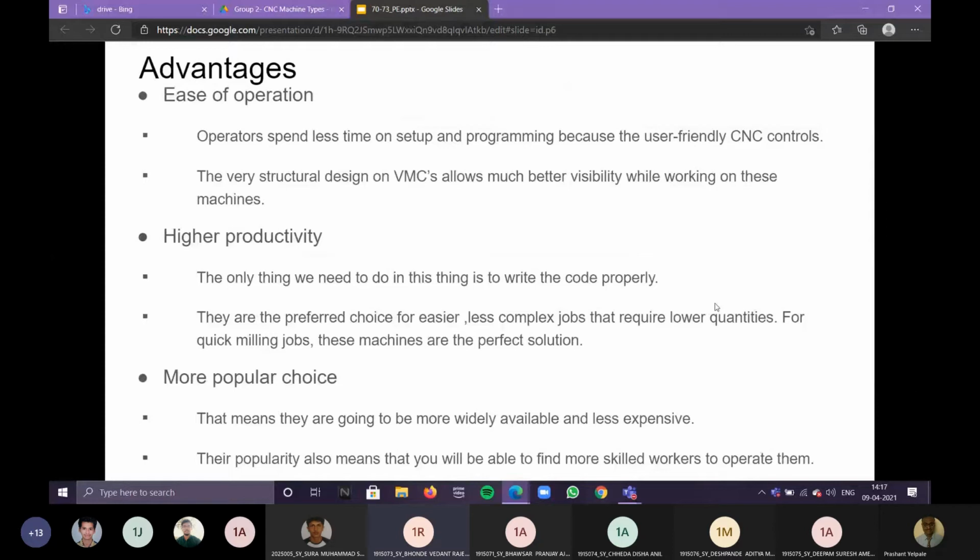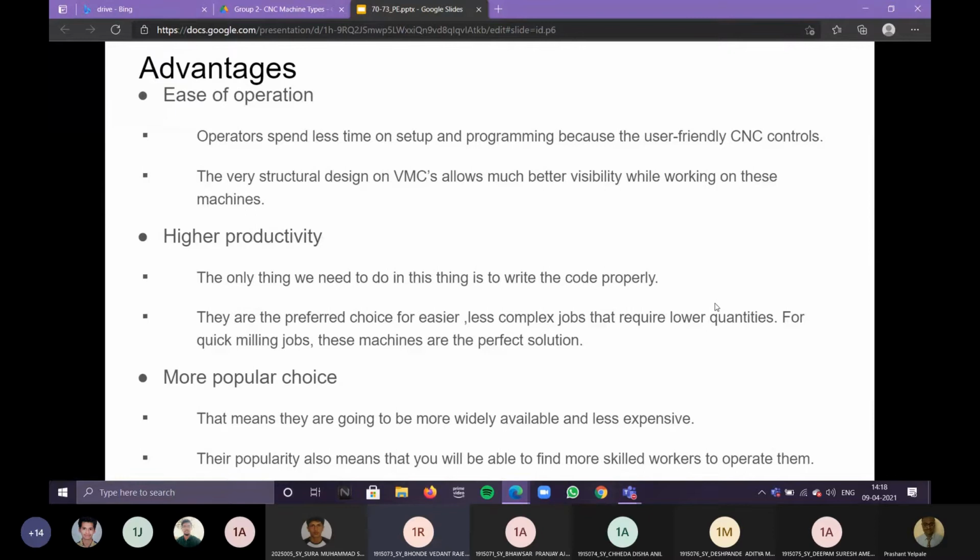So it has various advantages. Its ease of operation is very basic, as operators spend less time on setup and programming because of user-friendly CNC controls. It has a very useful structural design which gives better visibility, because of which the workers can inspect the whole process. Next is the higher productivity. The only thing we need to do is to write the code properly. The other part is for the machine. They are the preferred choice for easier, less complex jobs.